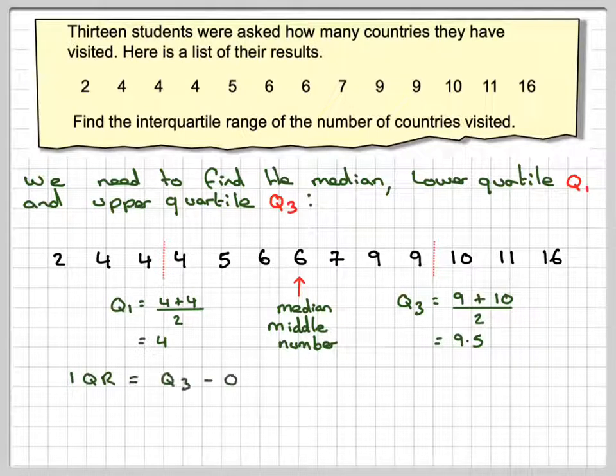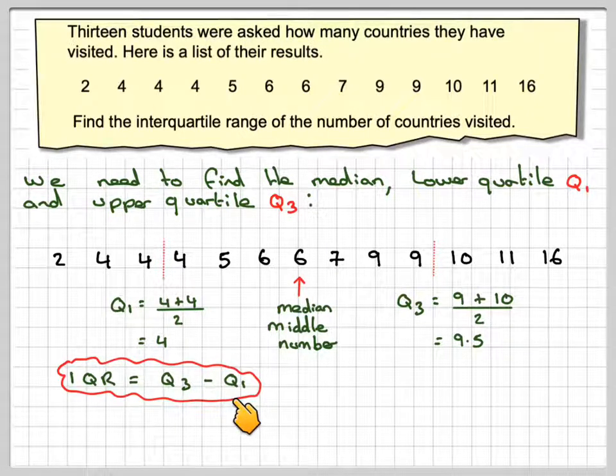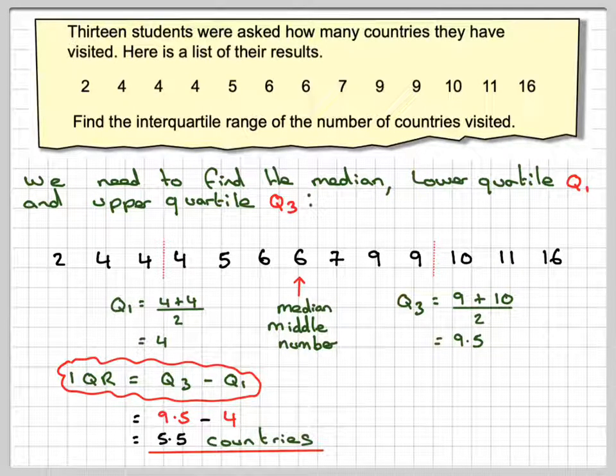Now, the interquartile range, IQR, is Q3 minus Q1, so it's going to be 9.5 minus 4, which gives me 5.5 countries.